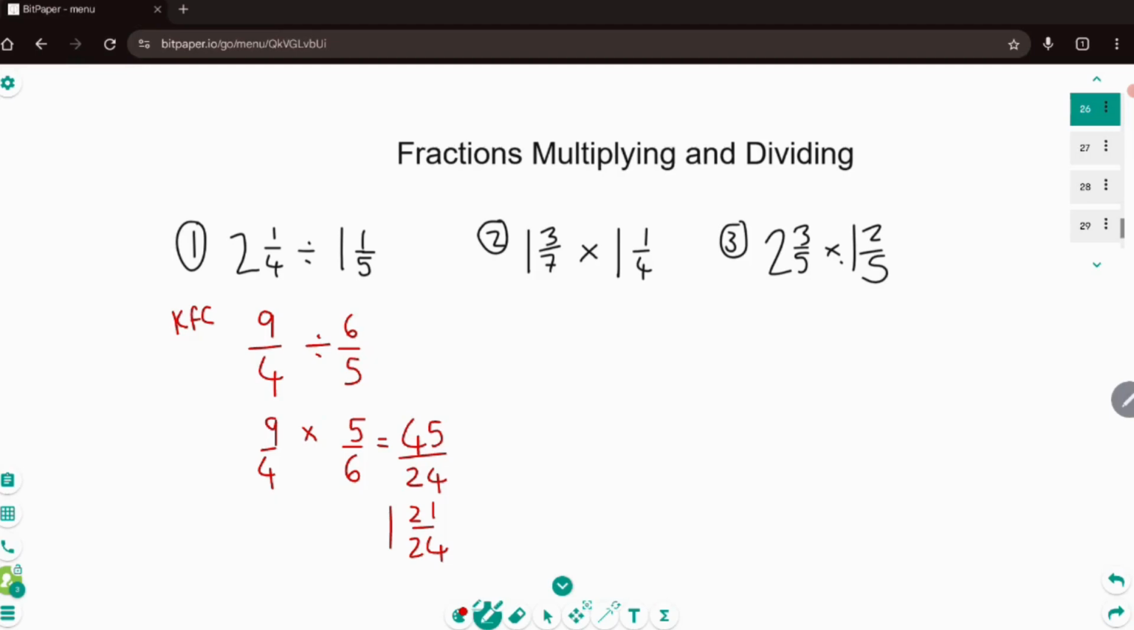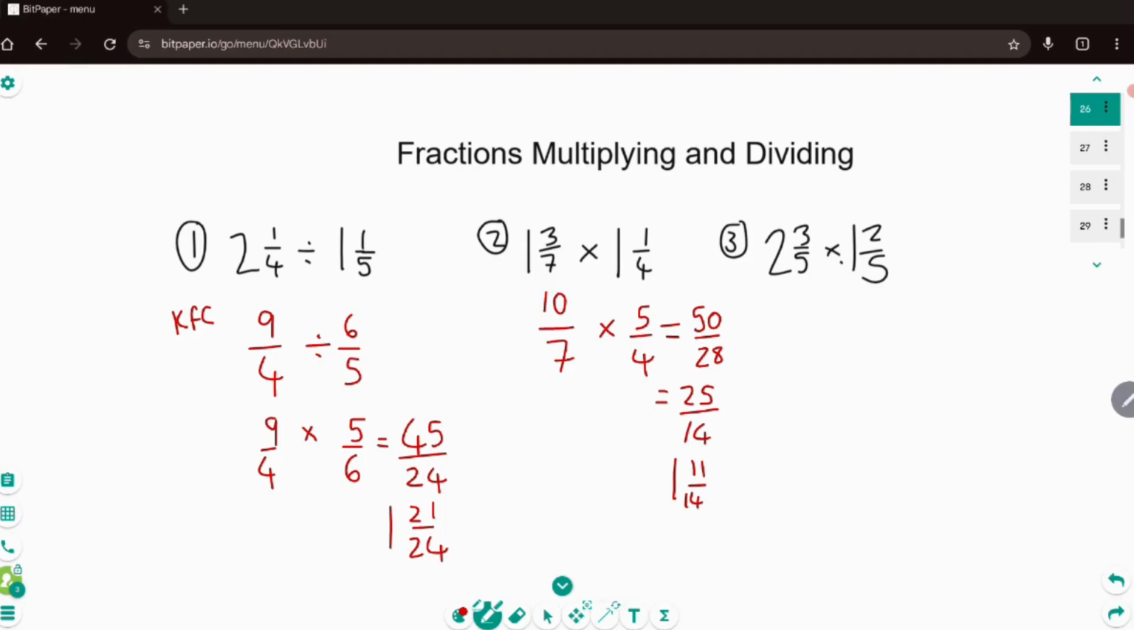Question 2. Change into impropers. 1 times 7 is 7, add 3 is 10. So we have 10 sevenths times 1 times 4 is 4, add 1 is 5, 5 quarters. Multiply the numerators, multiply the denominators. Let me simplify on my calculator. 25 over 14. 14 into 25 is 1. Remainder 11.